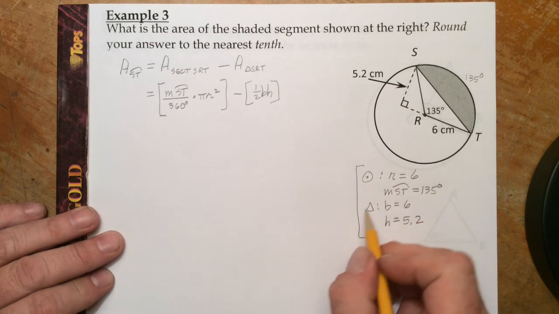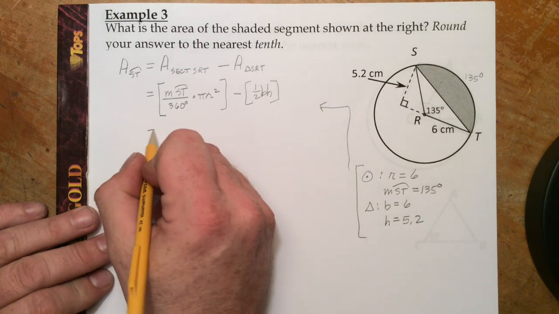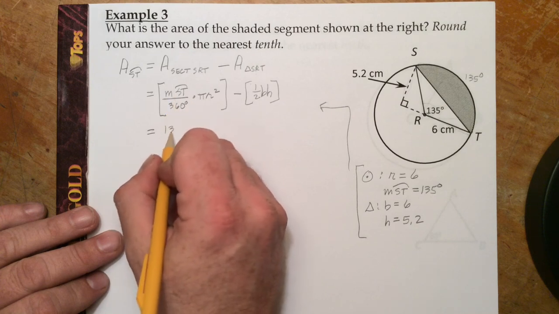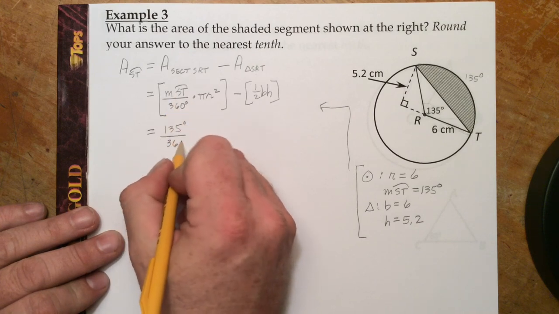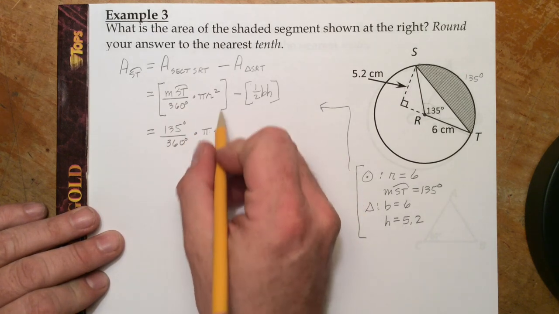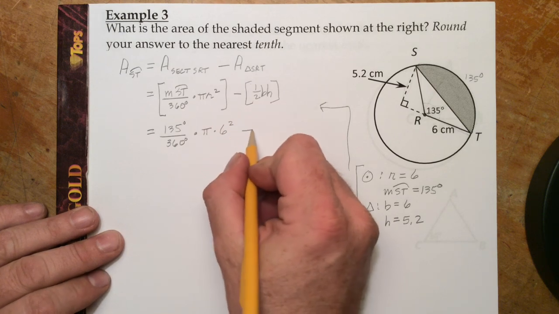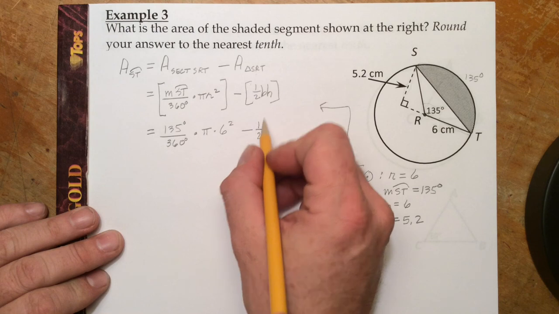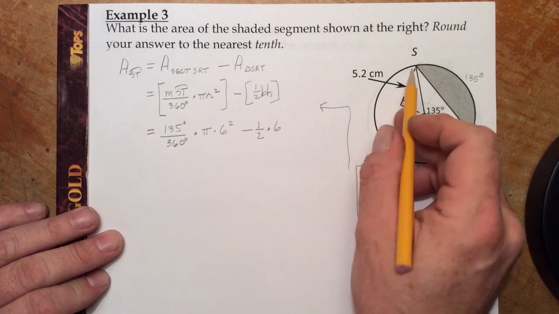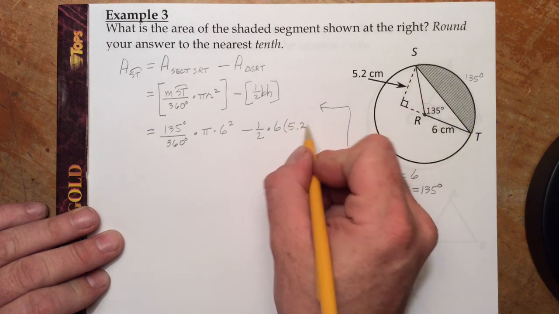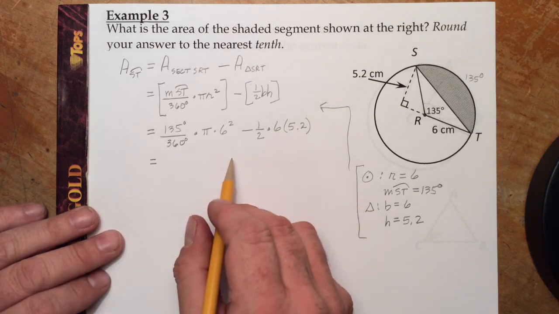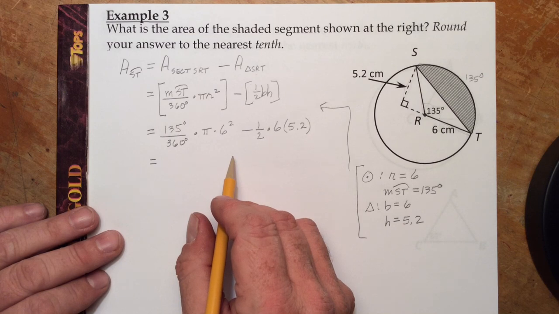So now that we have our dimensions, we come back over here and we substitute in all the values. So the measure of arc ST was 135 degrees over 360 degrees times pi times the radius, which is 6 squared, minus 1/2 times the base of the triangle, 6, times the height of the triangle, 5.2. At this point, be very careful that you use the order of operations as you work through this.